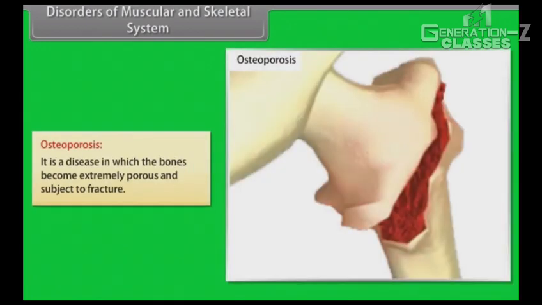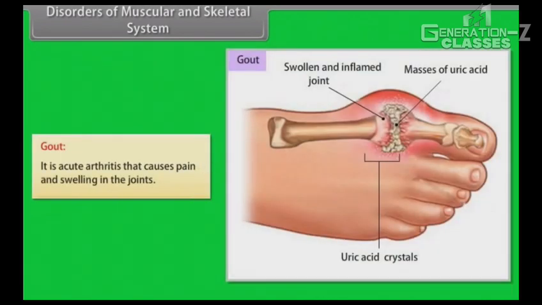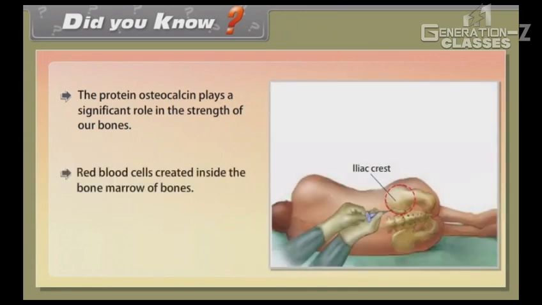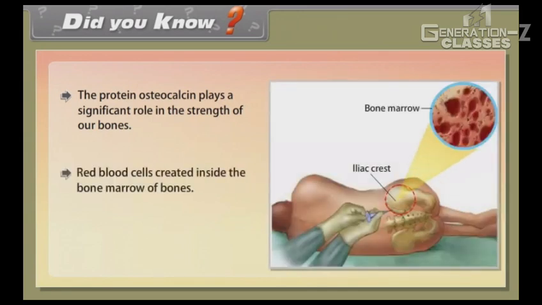Osteoporosis. It is a disease in which the bones become extremely porous and subject to fracture. Gout. It is acute arthritis that causes pain and swelling in the joint. Did you know? The protein osteocalcin plays a significant role in the strength of our bones. Red blood cells are created inside the bone marrow of bones. Bones consist of 50% water and 50% solid matter.